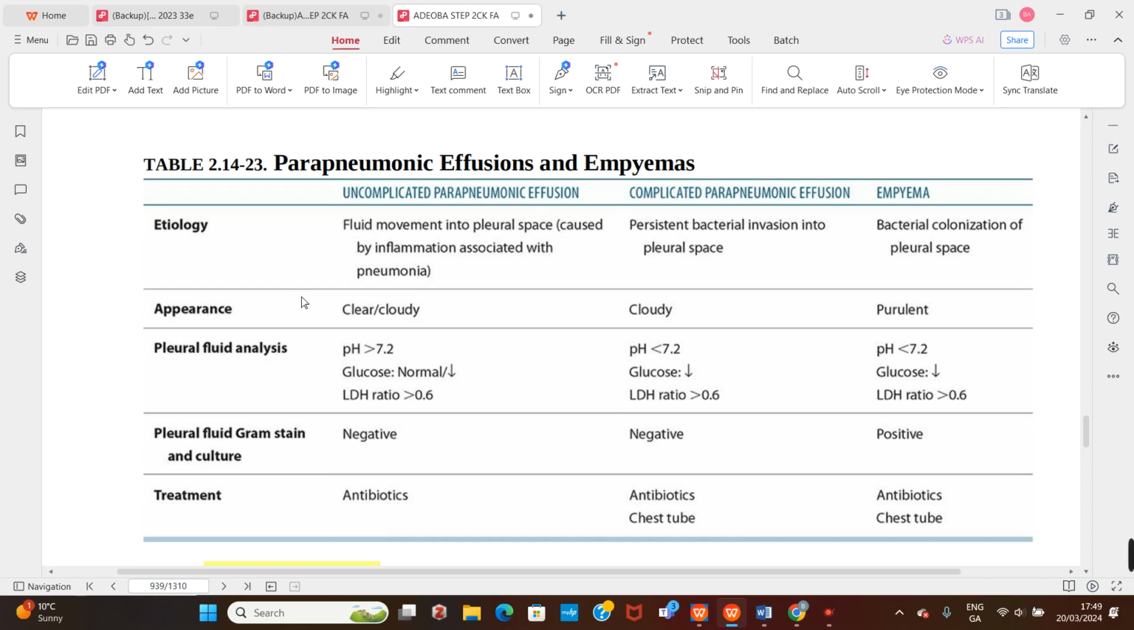I've said that there's no bacteria in uncomplicated parapneumonic effusion. For complicated, there's bacterial invasion, but there's no pus. For empyema, there's pus. So for the appearance, for uncomplicated, it might be clear or cloudy, but most of the time you get it clear. But if it's cloudy, you should raise your suspicion for complicated parapneumonic effusion. Bacteria will make it cloudy. But for empyema, it's going to be purulent, foul smelling.